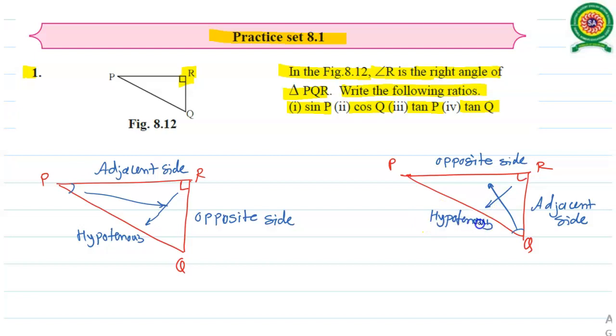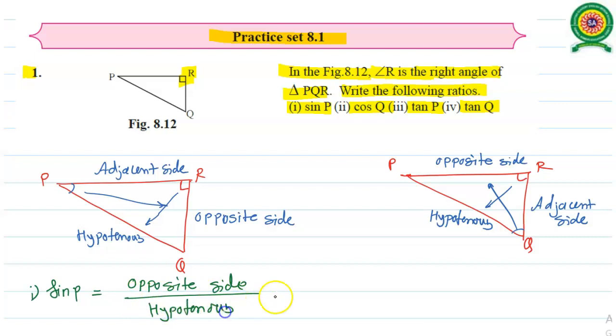Now to evaluate the value of sin P: sine of an angle is nothing but the opposite side upon hypotenuse. So I am writing the formula: opposite side to that of hypotenuse. Now the opposite side of angle P is QR, so we get QR divided by the hypotenuse PQ.